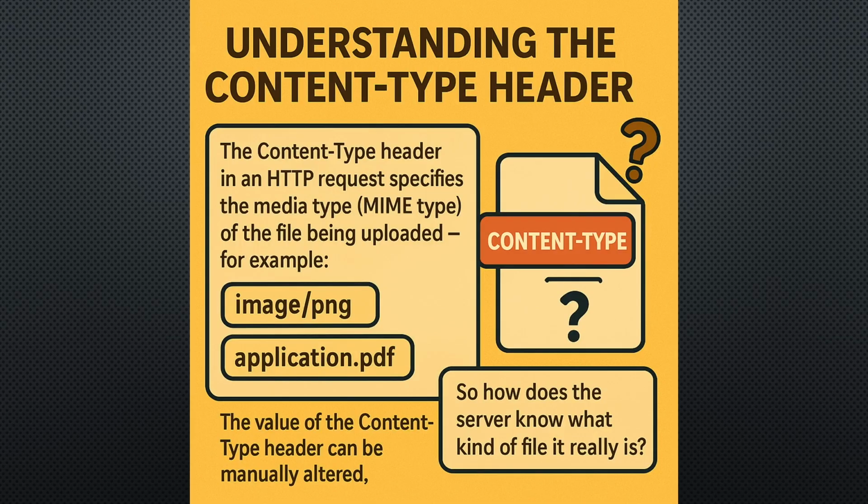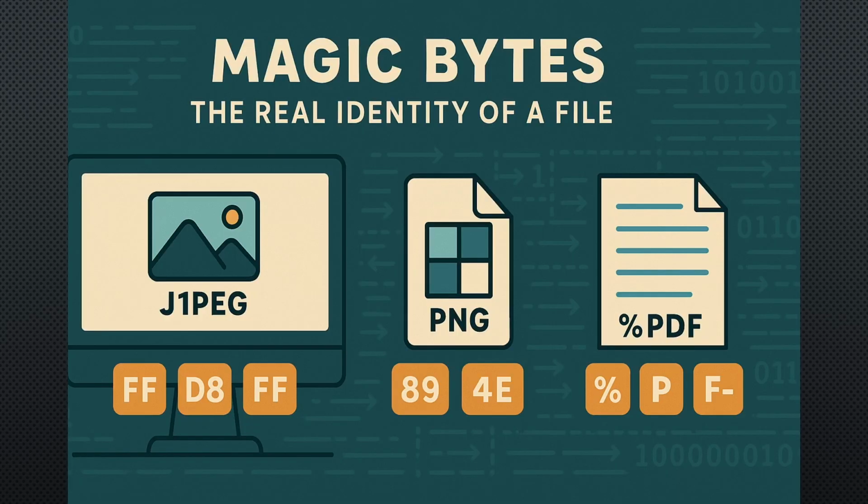Understanding the content type header. The content type header in an HTTP request indicates the media type, MIME type, of the file being uploaded, for example, image/png or application/pdf. But here's the issue. The value of the content type header can be manually altered and may not reflect the actual content of the file. So how does the server know what kind of file it really is?